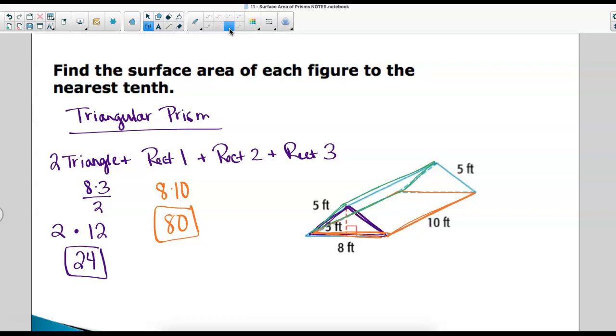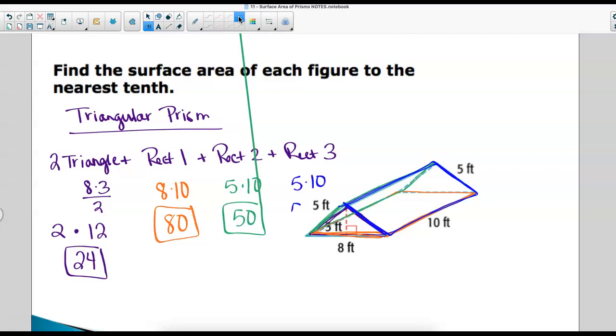Okay, what numbers are on that rectangle? Emily? 5 and 10. Because it's this side, which is 5, and then this is 10, so 5 times 10 is 50. And then we have one more rectangle, so I'm going to change colors again. And it's this one right here. What are the numbers on that rectangle, Celia? 5 and 10, which is 50.